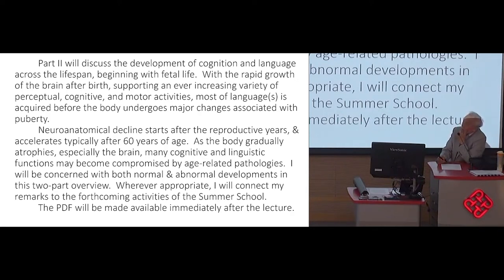Neuroanatomical decline starts after the reproductive years and accelerates typically after 60 years of age. As the body gradually atrophies, especially the brain, many cognitive and linguistic functions may become compromised by age-related pathologies. I'll be concerned with both normal and abnormal developments in this two-part overview, and wherever appropriate, I will connect my remarks to the forthcoming activities of the summer school. And this PDF will be made available immediately after the lecture.